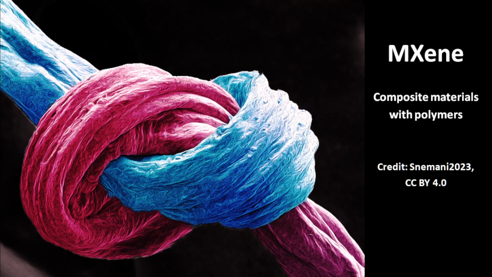This picture shows a MXene polymer composite material. The composites have a tensile strength of up to 4 times that of pure MXene. They can be incorporated into conventional fabrics.